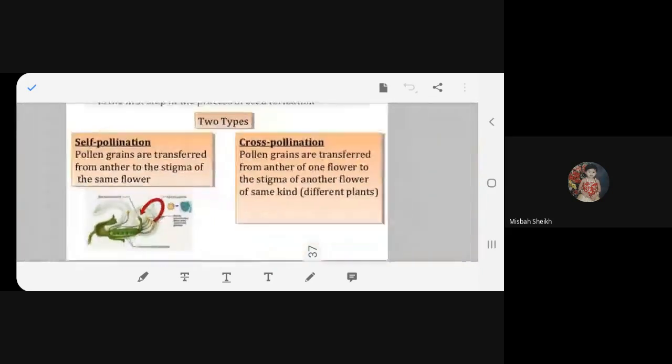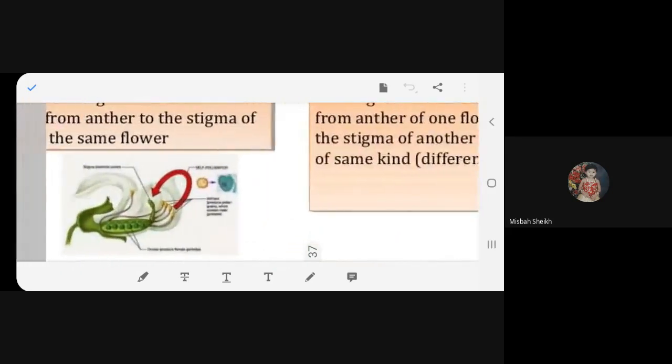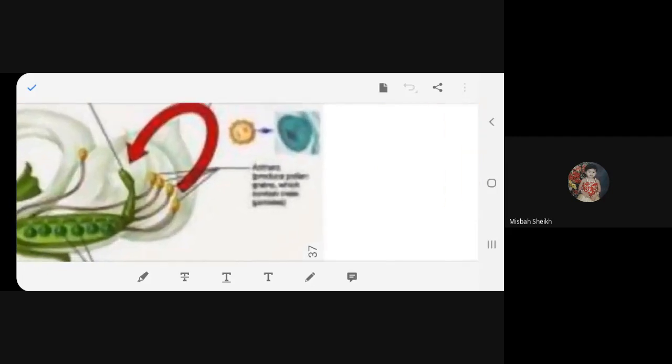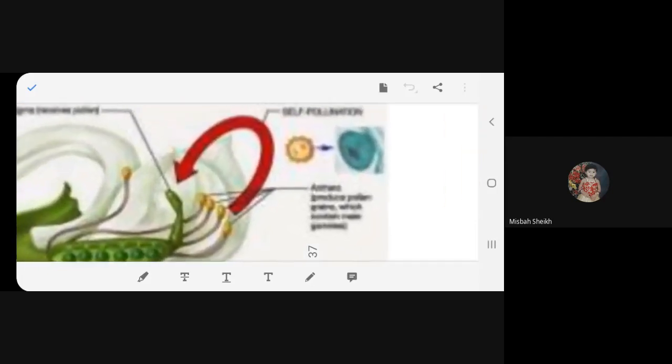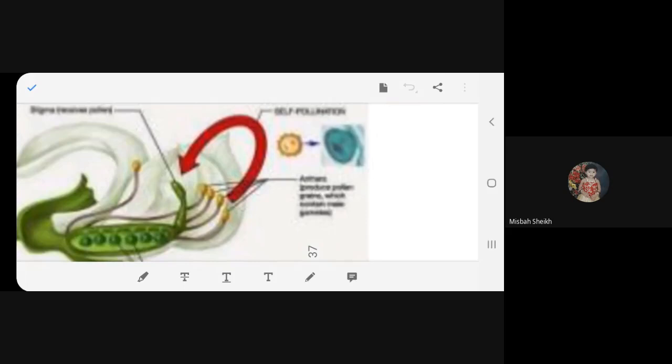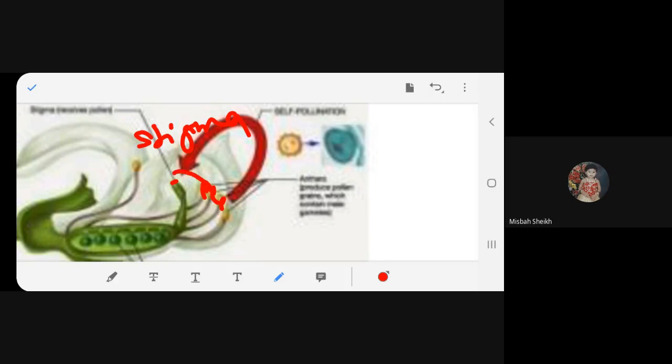Did you understand or not? Yes. So this is self-pollination. This is a stigma. And these are anthers. From the anthers, pollens get deposited on the stigma of the same flower. This is self-pollination. You understood? Yes. Because the same flower is pollinating.